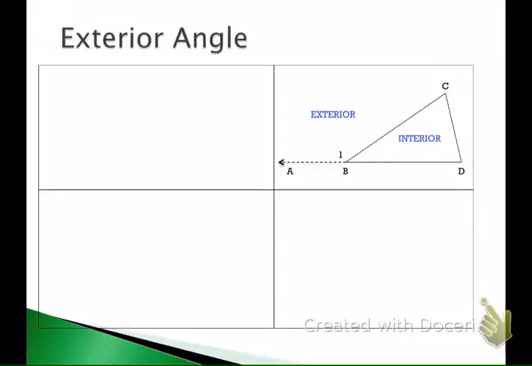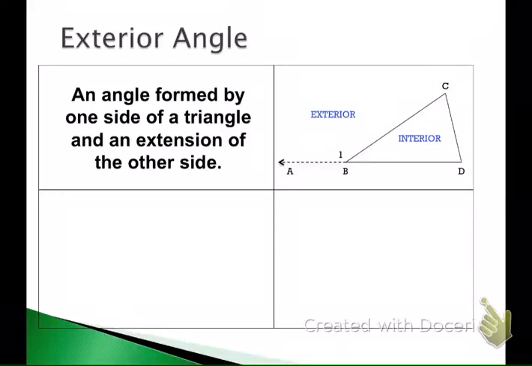Angle 1 is an exterior angle. All the other angles are interior angles, which are the angles inside. Now, an exterior angle is an angle that is formed by one side of a triangle and an extension of the other side. If we were to extend this side right along here, this length BD, and continue that side, then it makes an angle with the other side of the triangle, creating angle 1. Angle 1 is an exterior angle of the triangle.